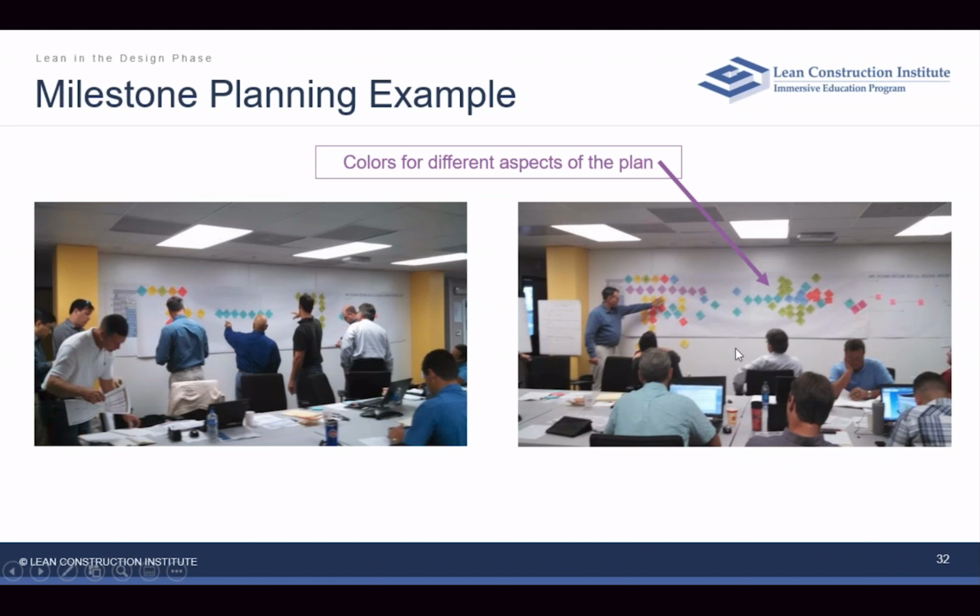Then they start integrating that and put it all together and talk through it, often from the right side to the left side. In other words, let's start at the end and move backwards towards the beginning. Using different colors shows different aspects of the plan. It might be different trades, or different design types, or different decision points.